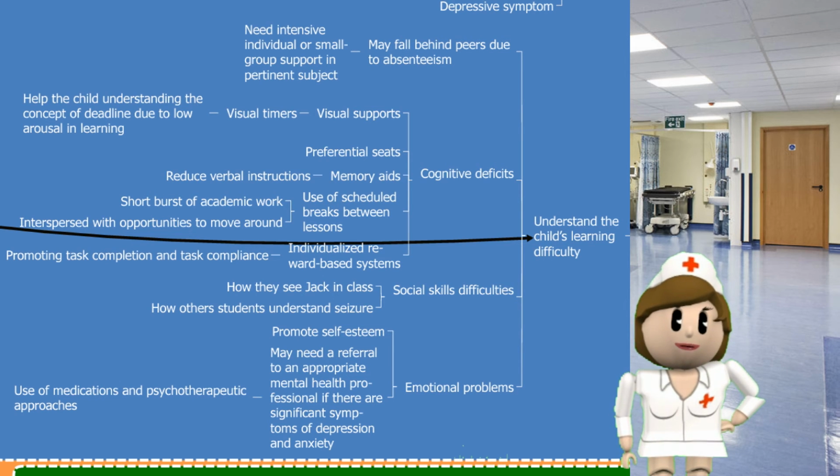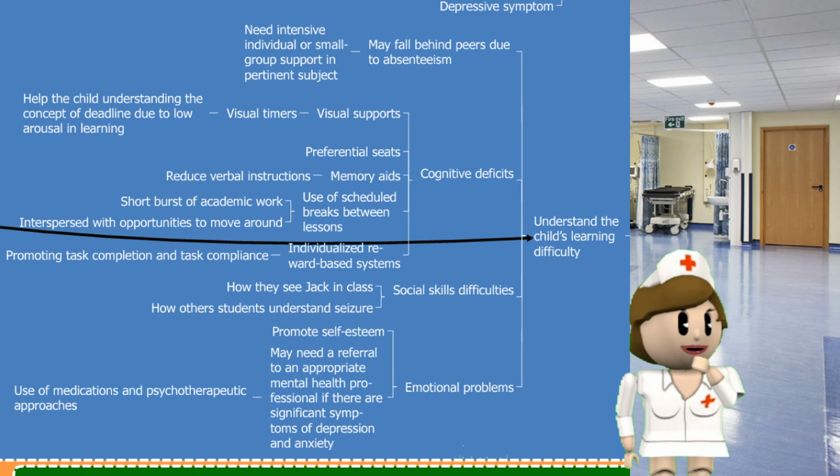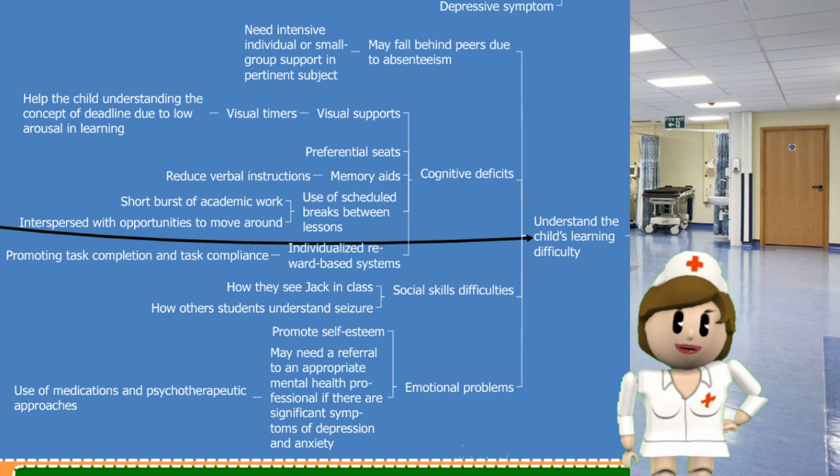To understand the child's learning difficulty, children with epilepsy may fall behind peers due to the stay in hospital. We should assess if Jack has specific cognitive deficits, so we might discuss with the teachers about the need of using visual supports, preferential seating, or formulating special teaching skills. Some of these approaches may also help children with epilepsy who experience difficulties maintaining optimal attention.